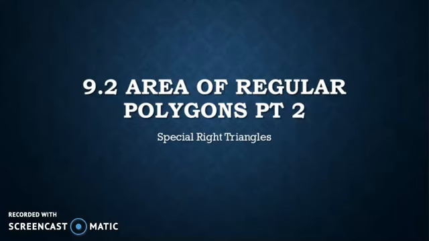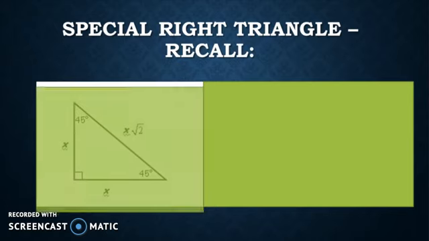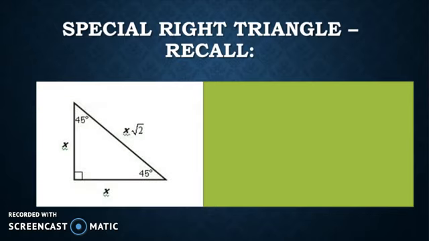Welcome to 9.2, Area of Regular Polygon Part 2. This is special right triangles. We're going to start with the formulas for special rights. You got the 45, 45, 90 where the legs are the same. Multiply by a radical 2 for the hypotenuse.